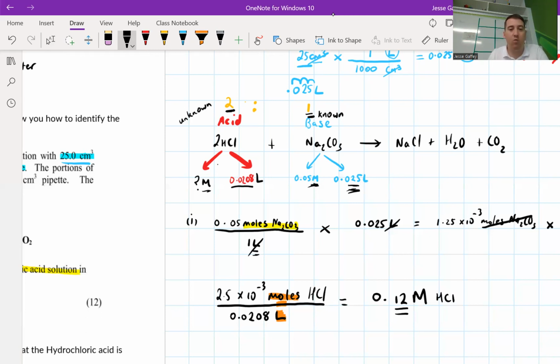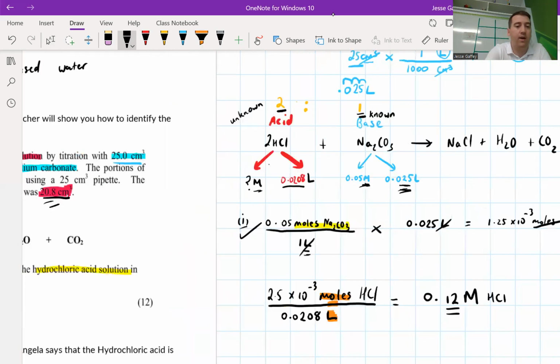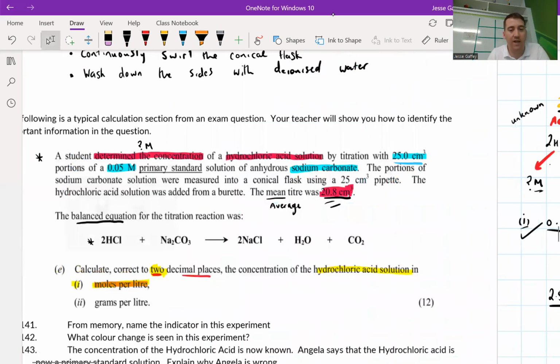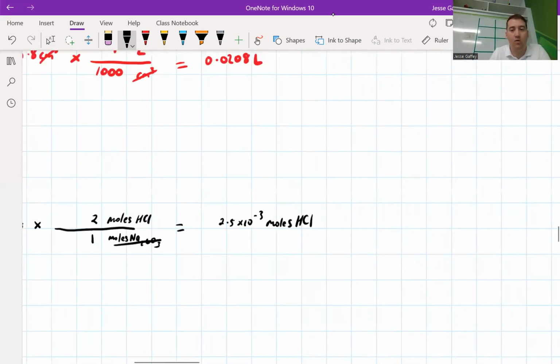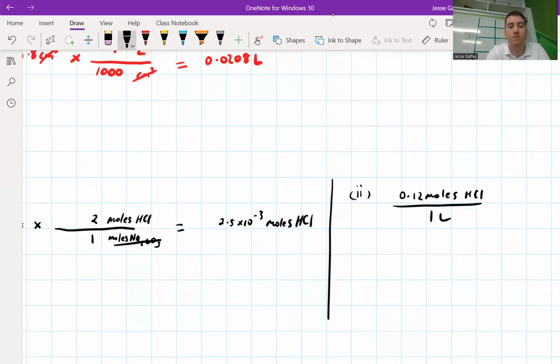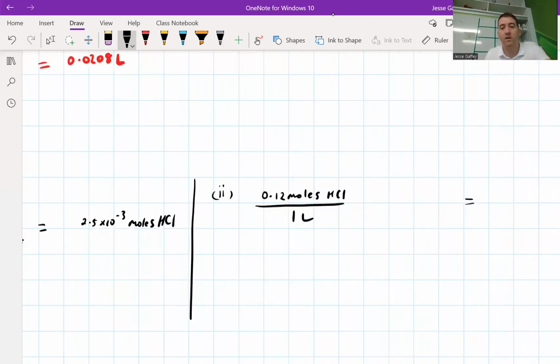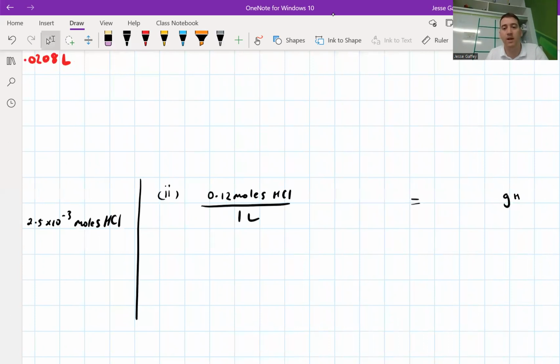All right, so this is part 1 done. Let's go back and check because there was another part. It asked us also to calculate it in grams per liter. So let's go and do part 2 over here, make yourself a bit more space. Well, we're going to have to go from moles per liter to grams per liter. So what we just calculated is that we had 0.12 moles of HCl per 1 liter. That's what we worked out. And we want to go to grams per liter. So we want our answer over here to be in grams of HCl per 1 liter.